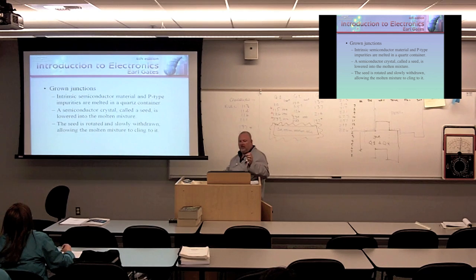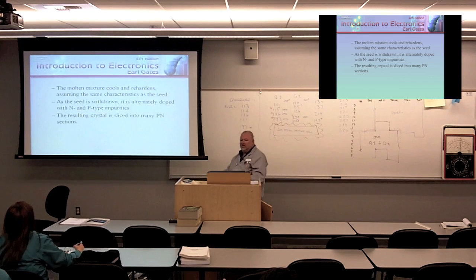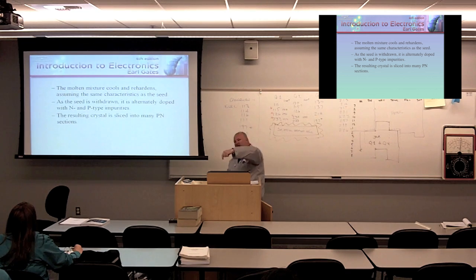is lowered into the mixture and rotated and slowly withdrawn, allowing the molten mixture to cling to it. The molten mixture cools and rehardens, assuming the same characteristics as the seed. As the seed is withdrawn, it's alternately doped with N and P-type materials.